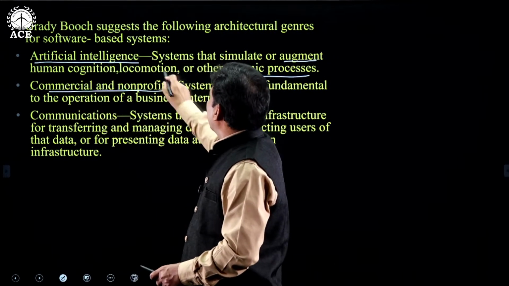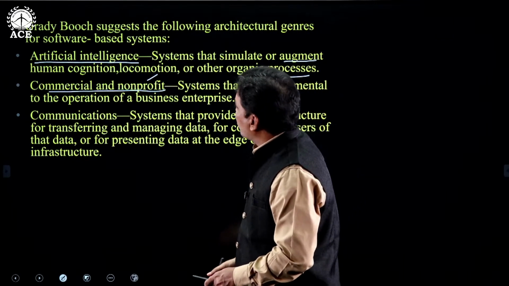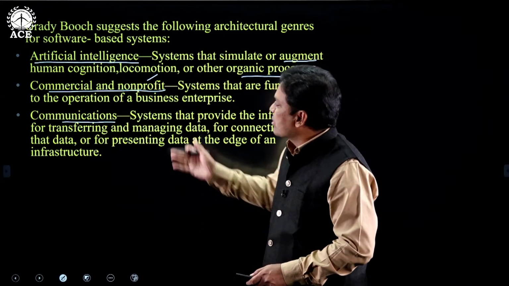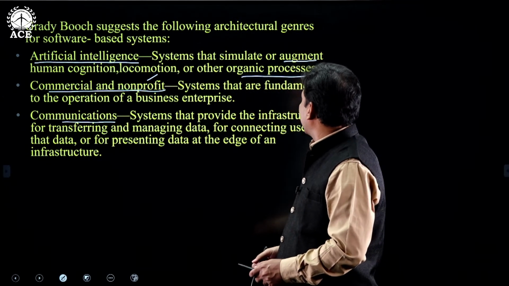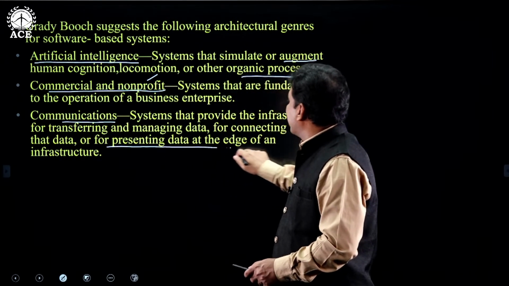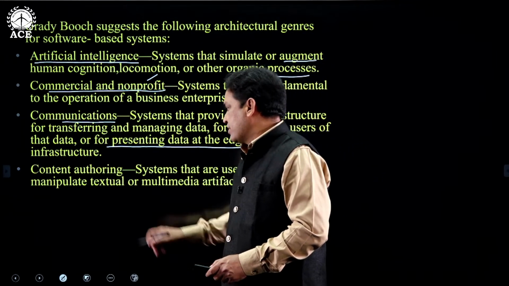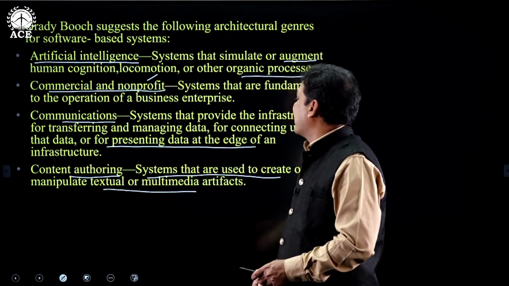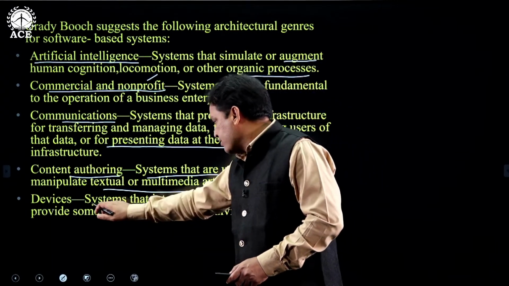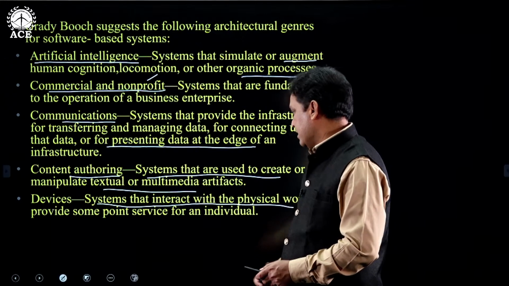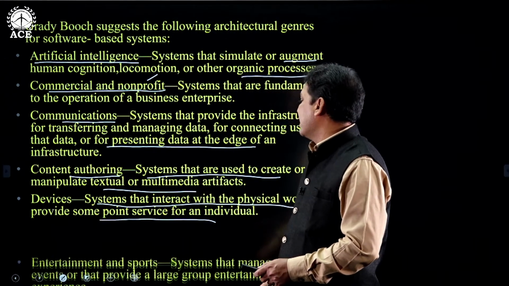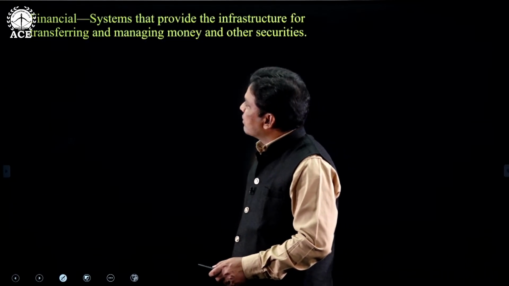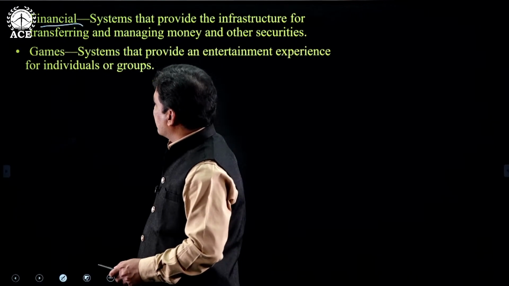Next is commercial and non-profit systems that are fundamental to the operation of a business enterprise. Next is communication systems that provide infrastructure for transferring and managing data, for connecting users, or for presenting data at the edge of an infrastructure. Content authoring systems are used to create or manipulate textual or multimedia artifacts. Devices: systems that interact with the physical world to provide some point services for an individual. Entertainment and sports, that is one of the architectural genres. Financial is also one of the architectural genres.